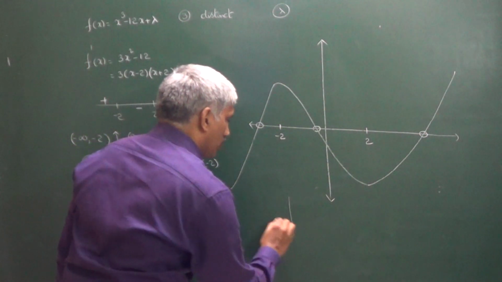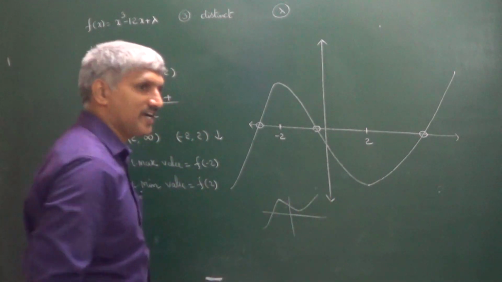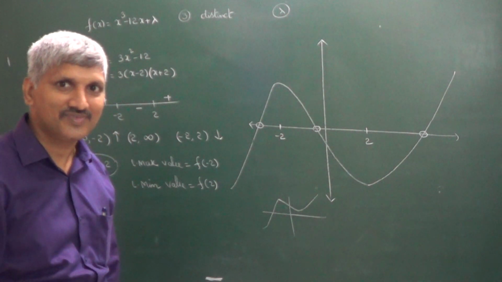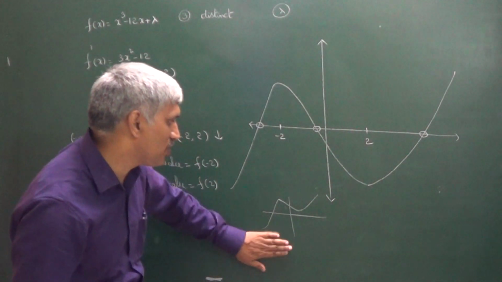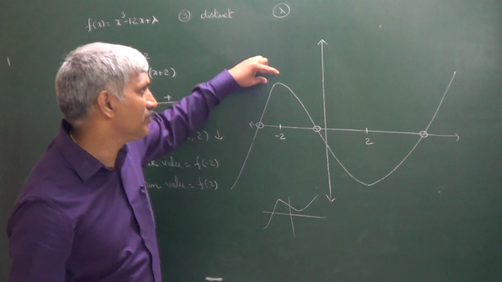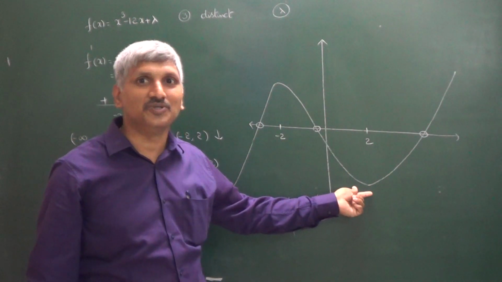Suppose local maxima we are getting positive, local minima also we are getting positive, then there is only one real root, right? So the graph is not like this. Definitely the graph will be like this. Local maxima we are getting positive means local minima we have to get negative, right?